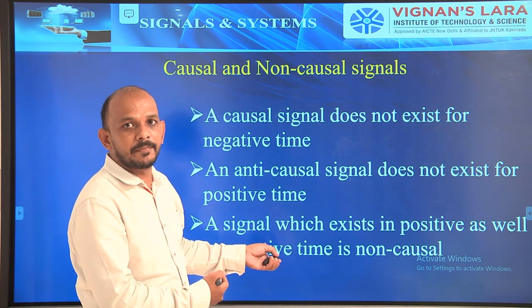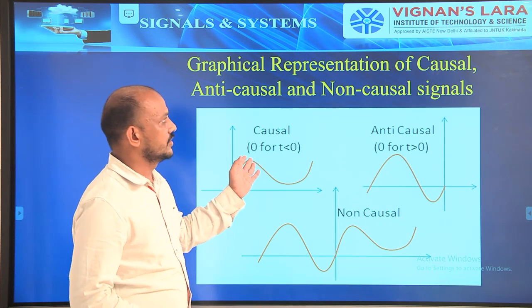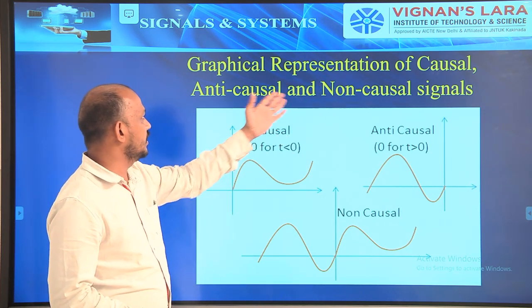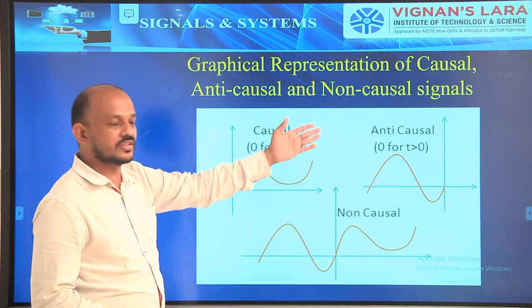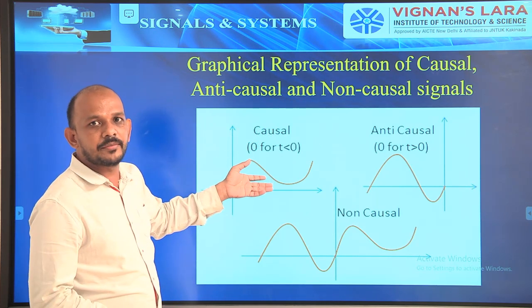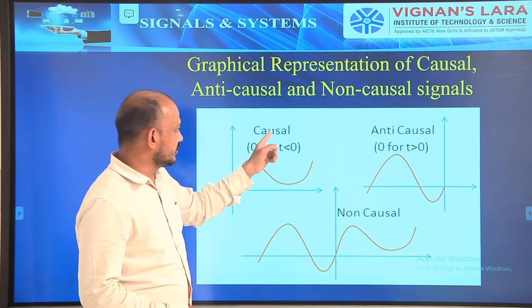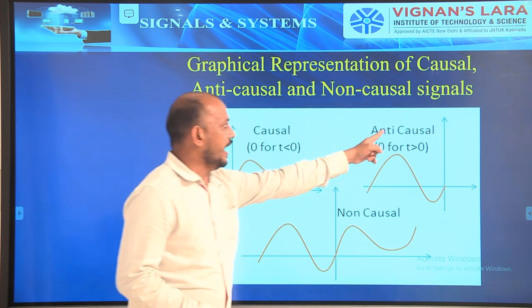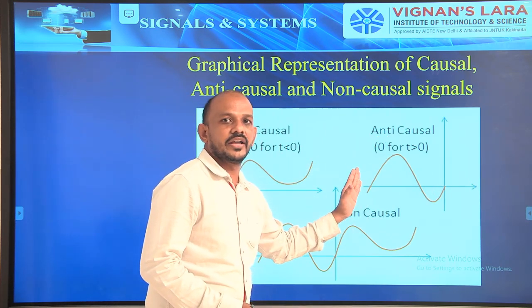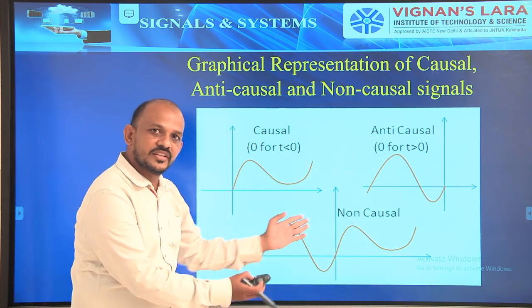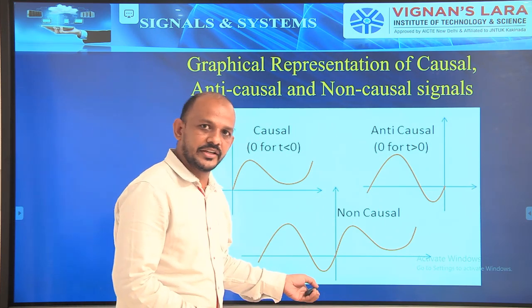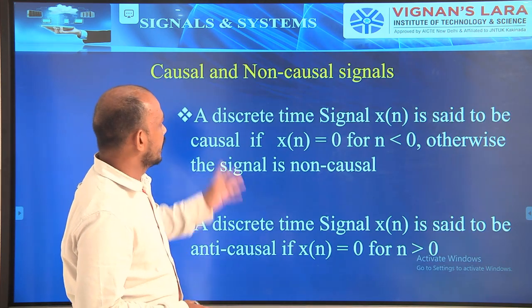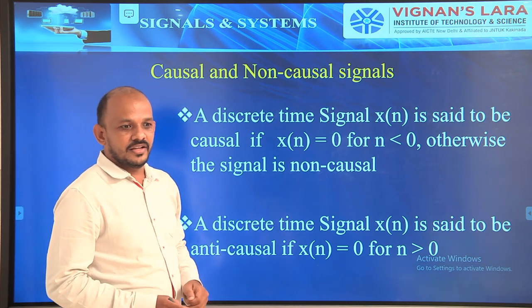I will give the graphical representations of this. Graphical representation of causal, anti-causal and non-causal. I already explained this, but again I am showing it on the board. Causal is only for positive time, anti-causal only for negative time, and non-causal is present on both positive and negative time. Simple logic. Next, causal and non-causal signals. So what is this?